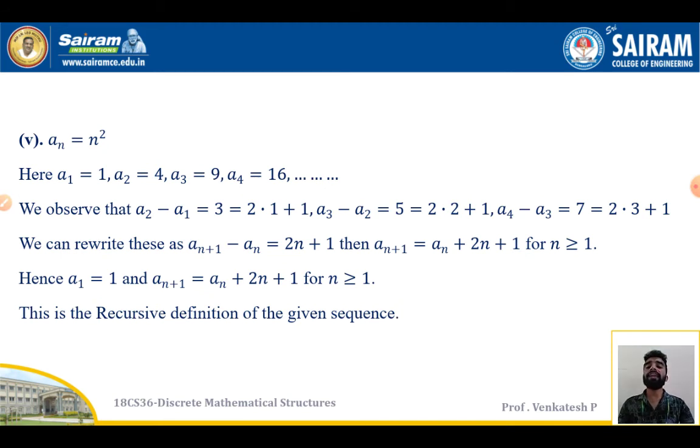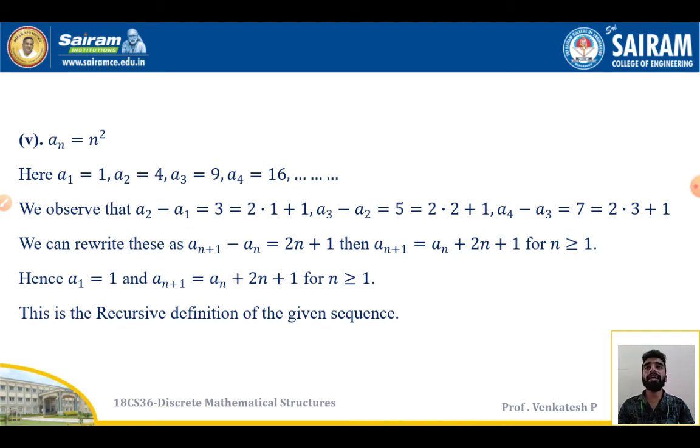Next is an is equal to n square. So a1 will be 1, a2 is 4, a3 is 9, a4 is 16. So the difference is not common here. So again we have to find the difference between each term. a2 minus a1 is 3. So 3 I can make like 3 into 2 into 1 plus 1 I will write.